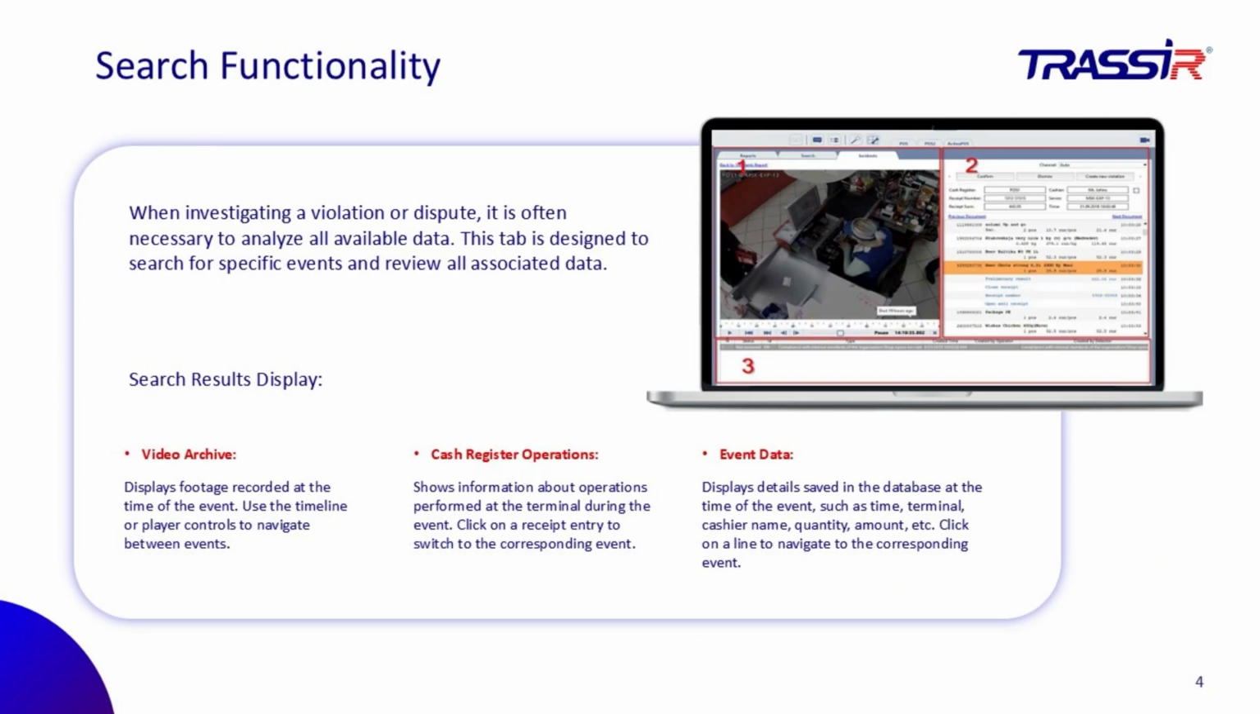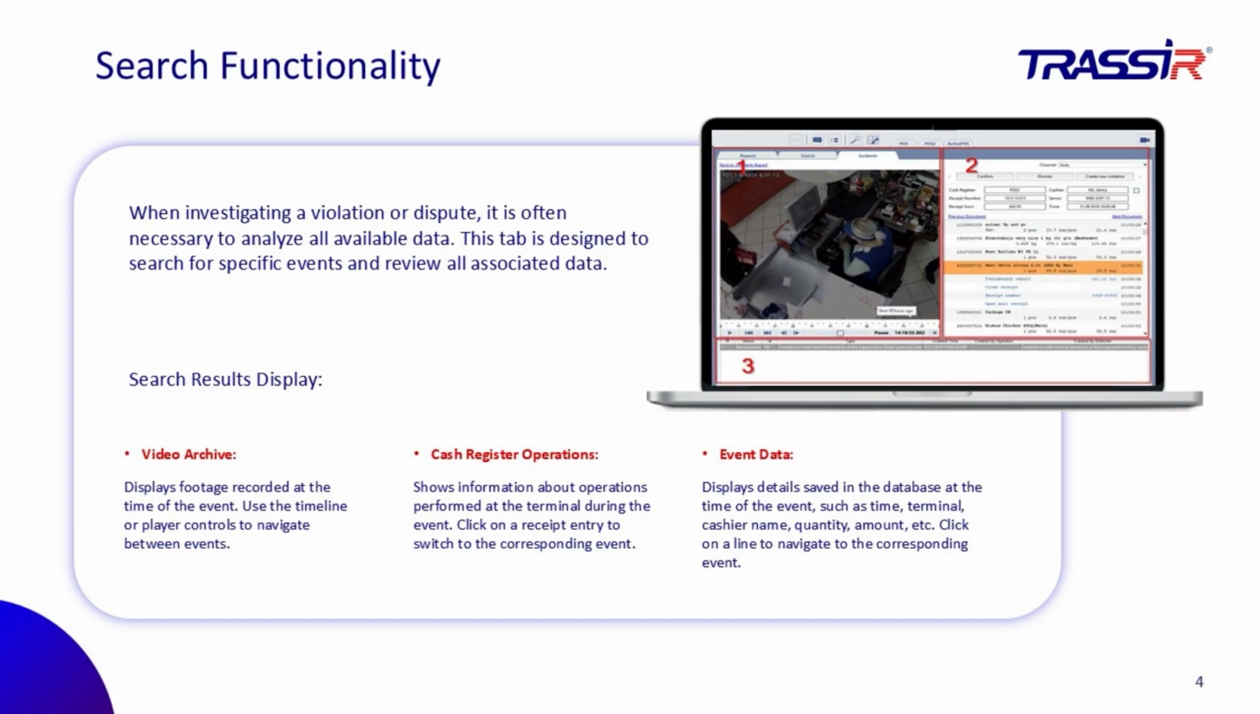This is a search in ActivePOS. To analyze a violation or a controversial situation, it is necessary to analyze all available data. This tab is used to search for a specific event in order to analyze all the data describing this event. The filtered data is displayed in the corresponding interface areas, each of which can be used to navigate through events.